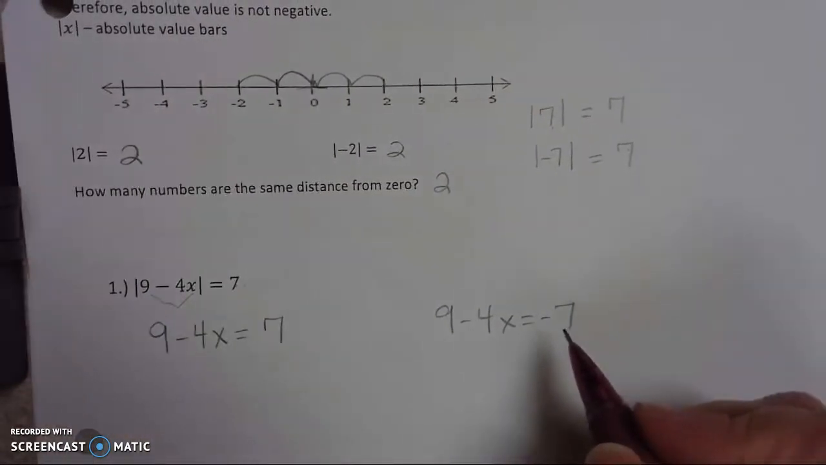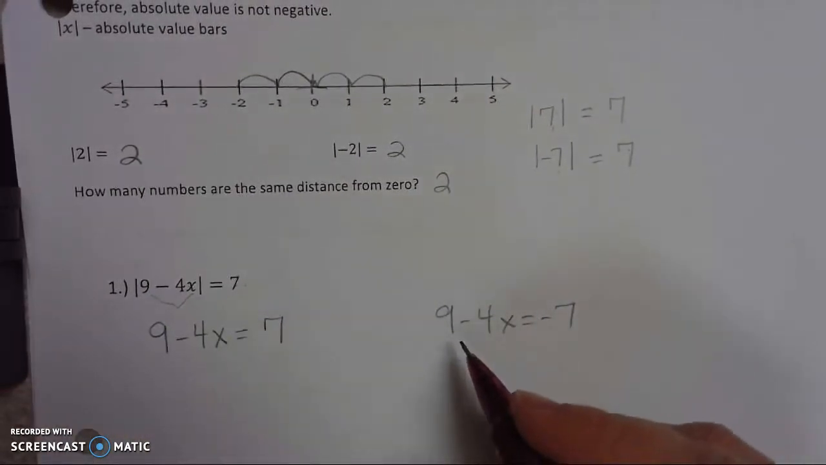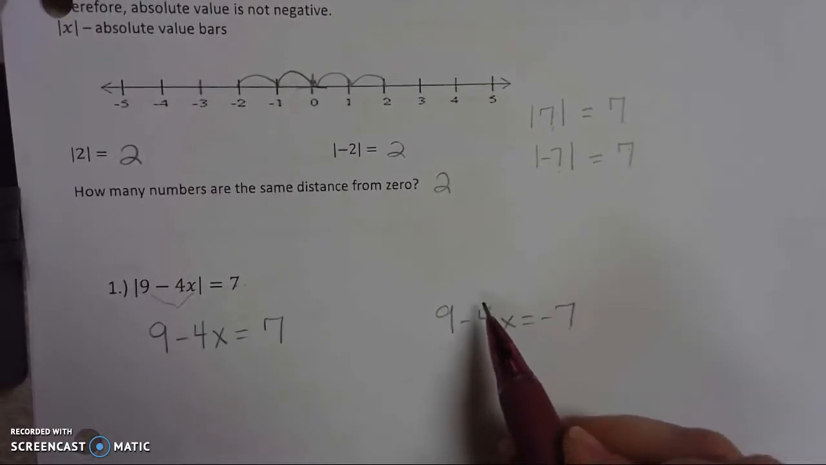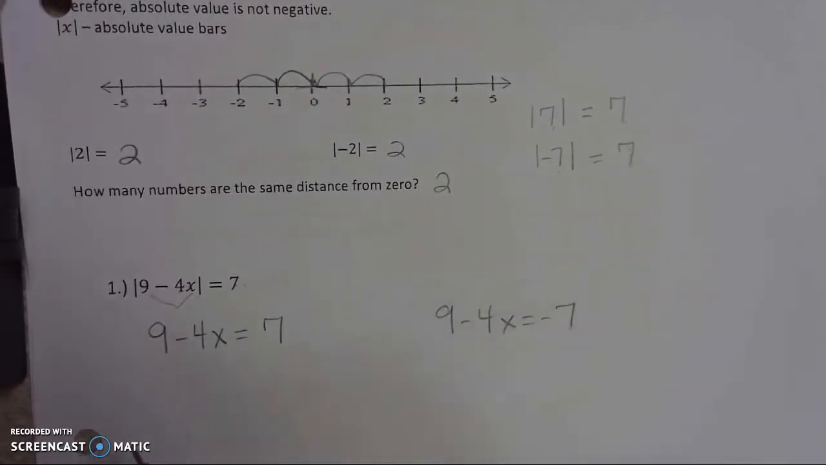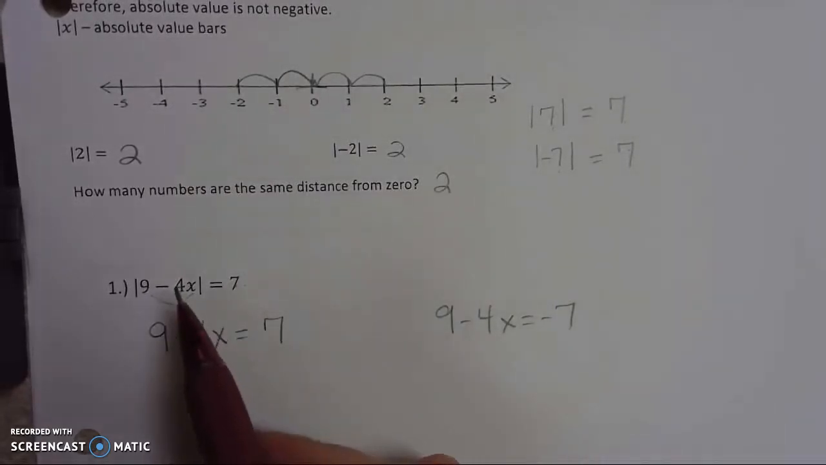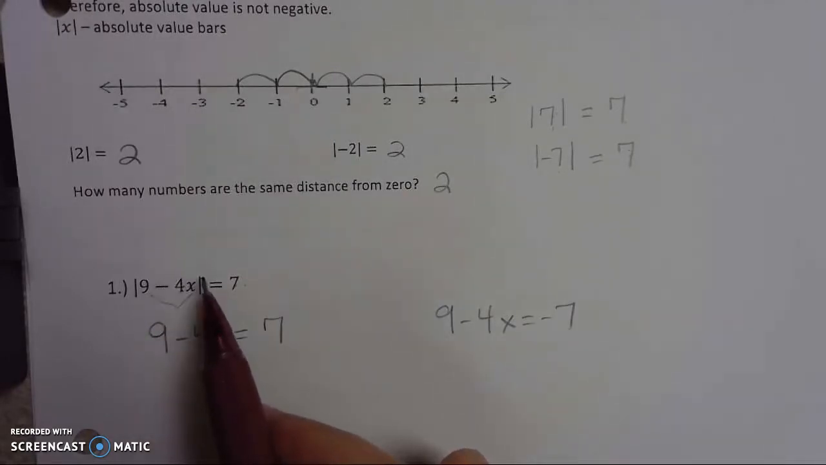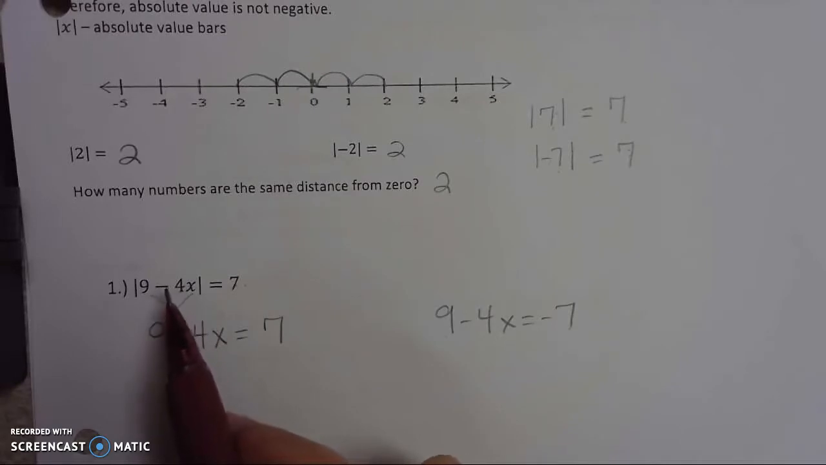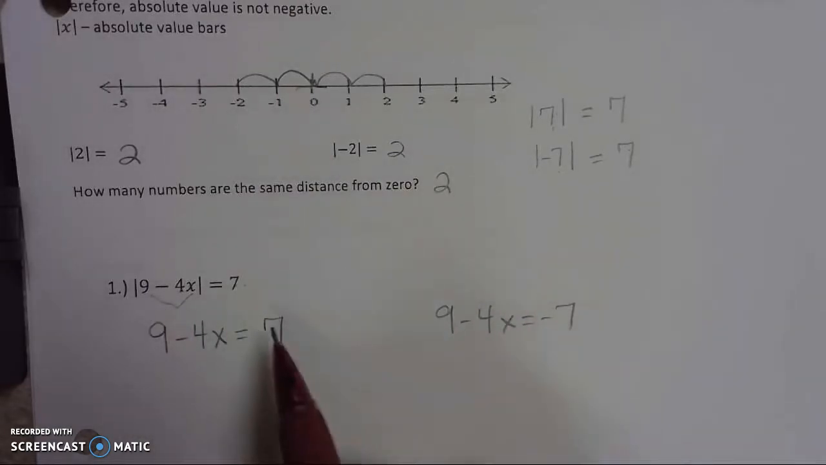Something I've seen in the past when people are doing absolute value is they want to change the sign of the inside. We're not changing signs here. There are 2 values, 7 and negative 7, that can fit inside this box. I need to find what x value makes inside here a 7 and what x value makes inside here a negative 7. So don't go changing signs of things that are inside.